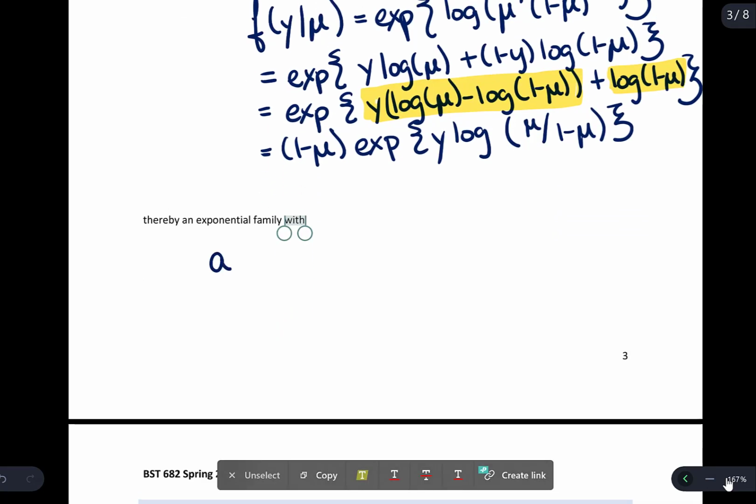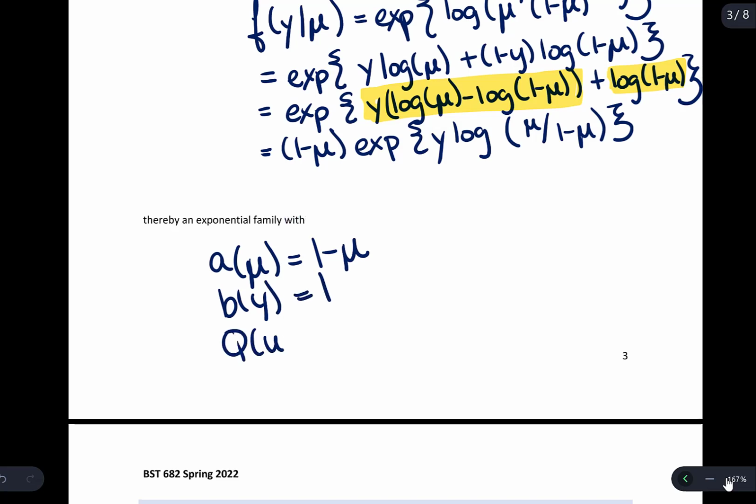And then we have an exponential family. So notice in this case, a of mu is going to be equal to 1 minus mu. B of y is just equal to 1 in this case. And then q of mu is equal to log of mu over 1 minus mu. And again, this is the natural parameter.